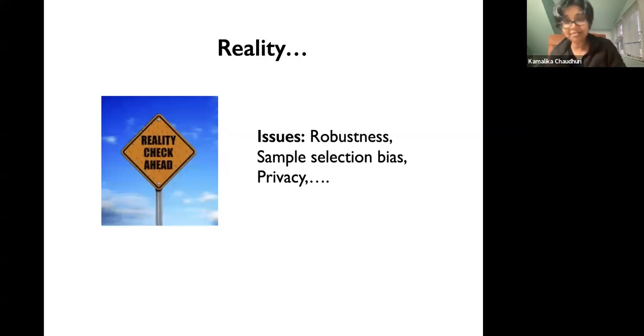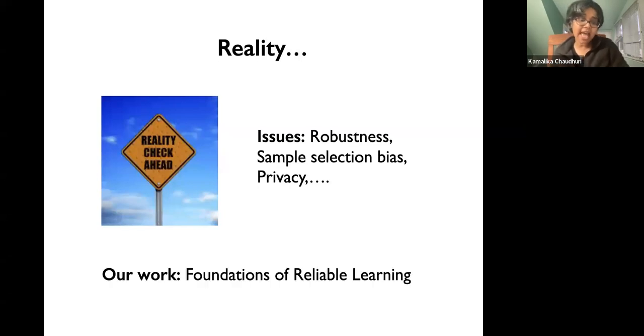Another issue is privacy. A lot of the data that machine learning is done on now is very sensitive data related to people, and you have to preserve their privacy and so on. And what we have been doing since the last several years is basically looking at the foundations of reliable machine learning. So I'm a learning theorist by training. About half of my group works on privacy and privacy preserving machine learning related stuff. And the other half works on the foundations or the theory behind these other aspects of trustworthy machine learning. So that's where I'm coming from.